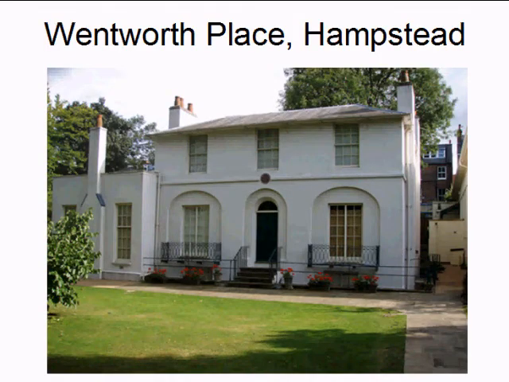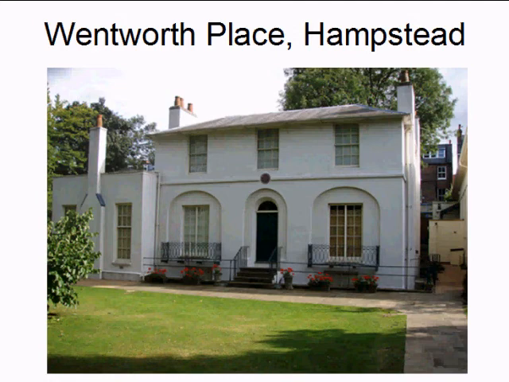In 1816, after he lands his first published poem in his friend Leigh Hunt's journal, he gives up medicine and becomes a full-time poet, living here at Wentworth Place in Hampstead in North London. In the years after, he publishes 3 books of poetry before he dies in 1821.